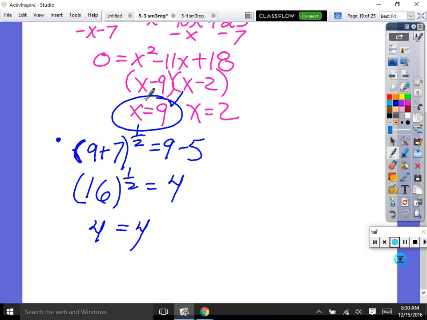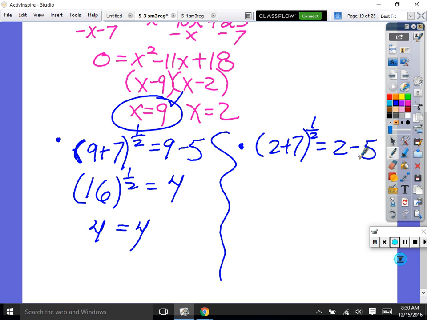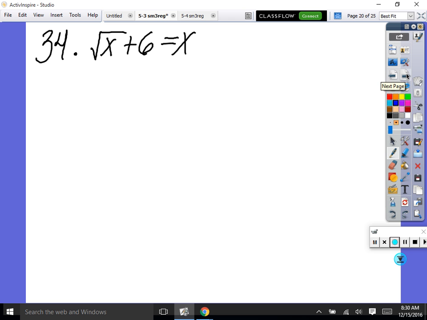Let's check 2. Plugging in 2. So we would have 2 plus 7 to the 1/2. Does that equal 2 minus 5? Type that in. That's 3 on this side, and on this side we get negative 3. Is that true? Nope, so that's an extraneous solution. You guys feel pretty good about that one? Okay, awesome.